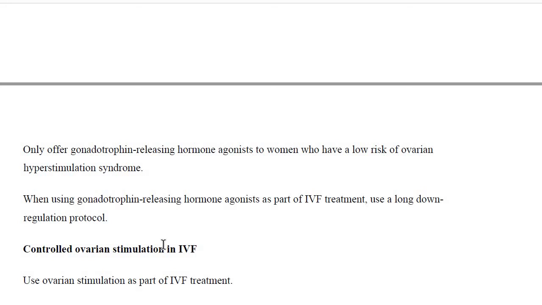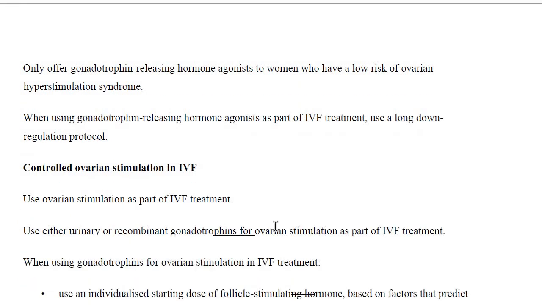So when using gonadotropin releasing hormone agonist as part of the IVF treatment, we should use a long down regulation protocol. So down regulation means that we are going to give like the half dose, like 37.5 international units of the FSH. Okay, so that is how we are going to down regulate. What is the purpose of the down regulation? We want to render the LH FSH receptors more sensitive, more responsive. Why? That's why we are going to give them a lower amount of the hormone.